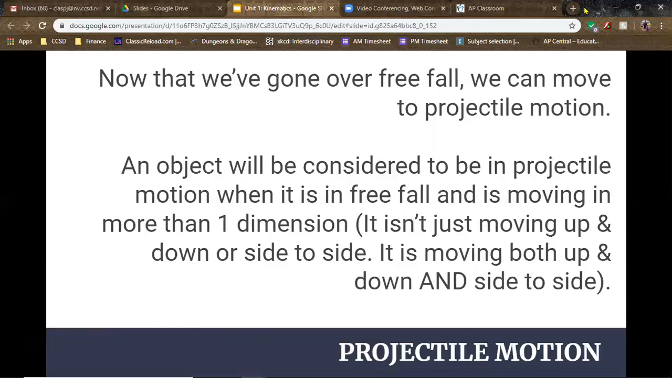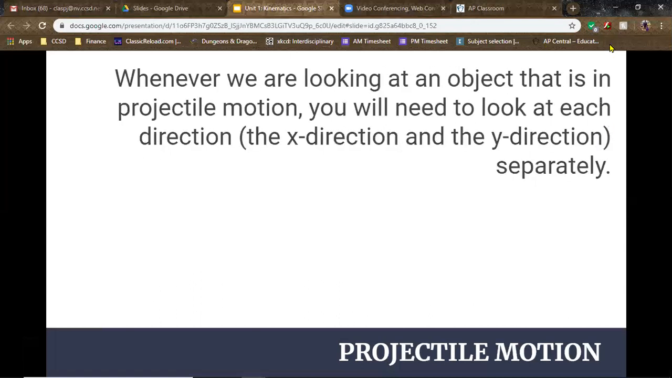An object is considered to be in projectile motion when it is in free fall and it's moving in more than one direction, okay? So it isn't just moving up and down. It's not just moving side to side. A projectile is moving both up and down and/or side to side. It has vertical movement and horizontal movement, all right? But it also is going to be in free fall, all right? So, whenever we're looking at a projectile, sometimes we'll call an object in projectile motion, sometimes we'll just call it a projectile.